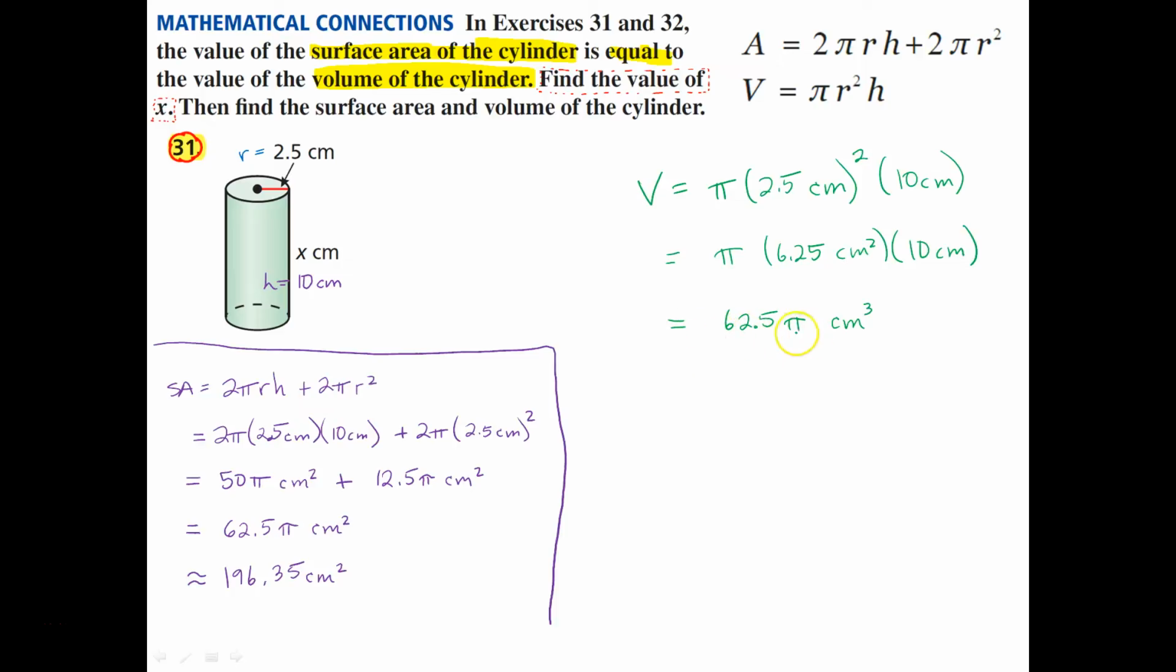And notice that we have the same number: 62.5 pi square centimeters for the surface area, 62.5 pi cubic centimeters for the volume, and so that's approximately 196.35 cubic centimeters. So our big final answer is x equals 10. Surface area is approximately 196.35 square centimeters, and the volume is approximately 196.35 cubic centimeters.